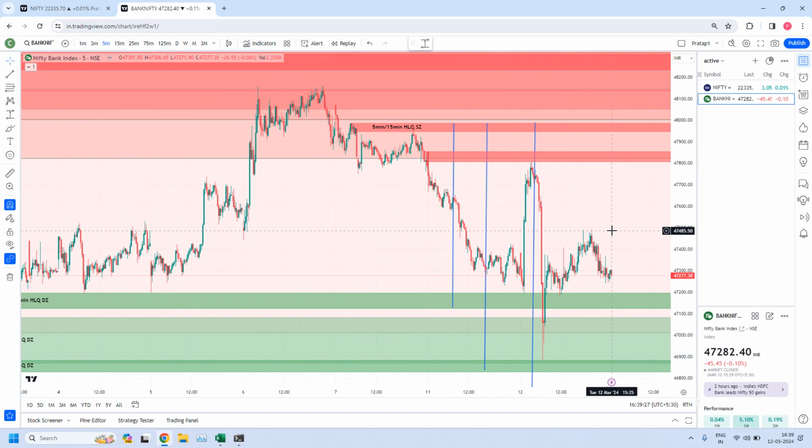So those who have taken trades in Nifty and Bank Nifty based on these levels, the supply demand zone chain, would have got extraordinary profits today. They worked very well. They worked in a perfect way.